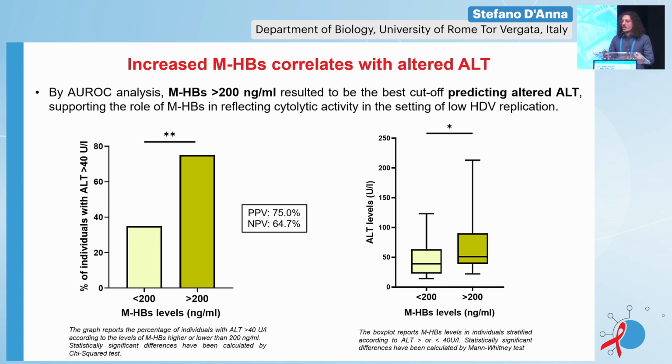Indeed, by our analysis, middle HBs levels higher than 200 nanograms per ml resulted to be the best cutoff predicting altered transaminases. So both results support the potential role of HBs isoforms in reflecting the cytolytic activity characterizing delta co-infection, even in the setting of a low replicative delta.